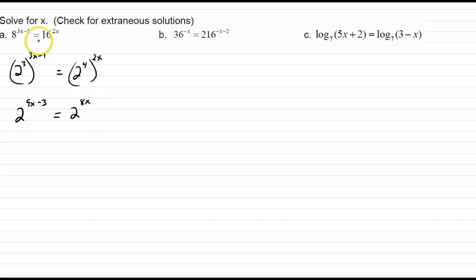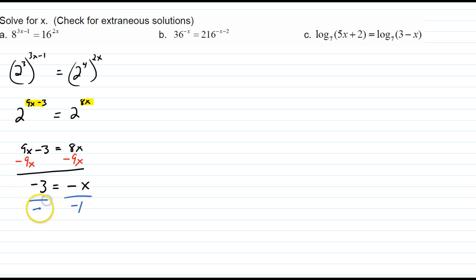So now when the bases are the same, all we need to worry about is making the exponents equal. So this is going to be 9x minus 3 is equal to 8x. So let's minus the 9x from both sides. And so this gives me negative 3 equals negative 1x. So now let's get rid of the negative by dividing by negative 1. And I get 3 is equal to x.